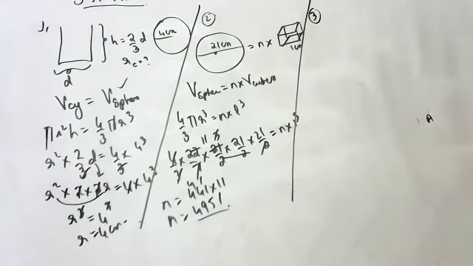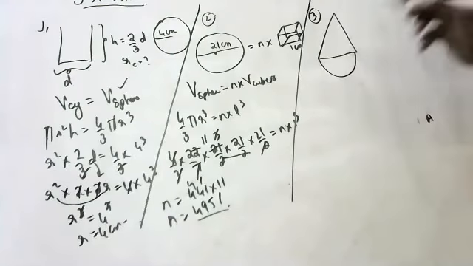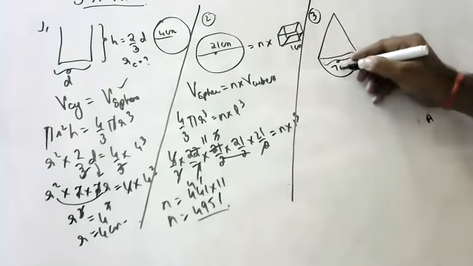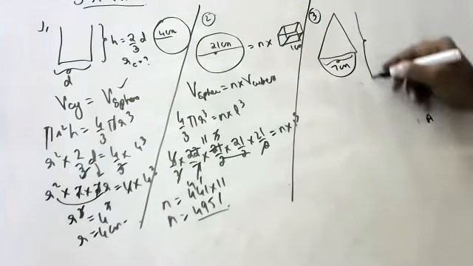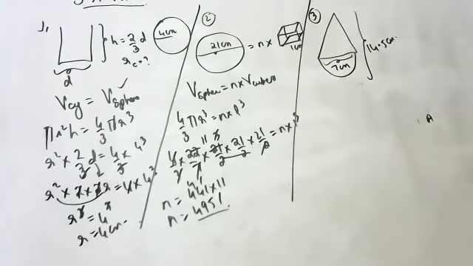Next question. A toy is in the form of a cone mounted on a hemisphere of diameter 7 centimeters. The total height of the toy is 14.5 centimeters. Find the volume of the toy.